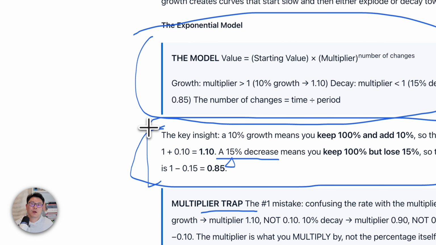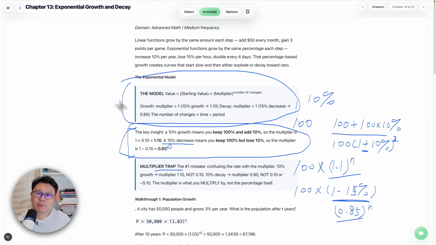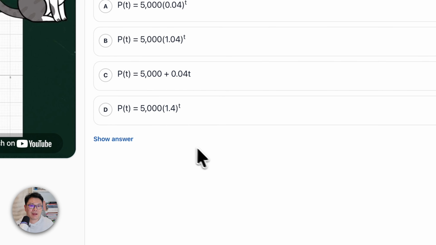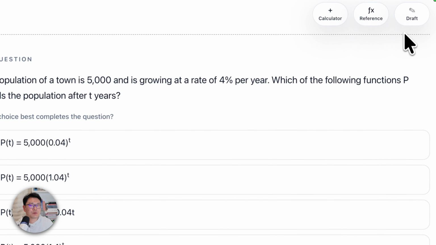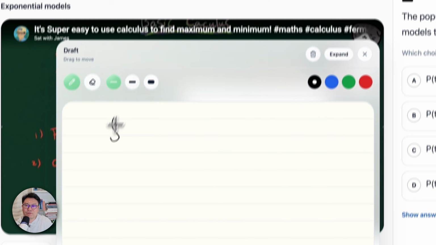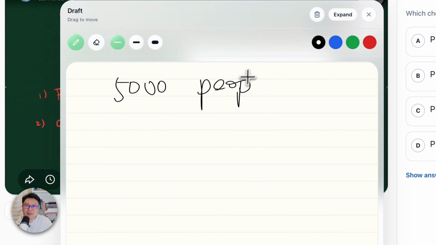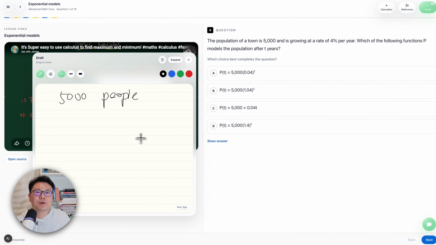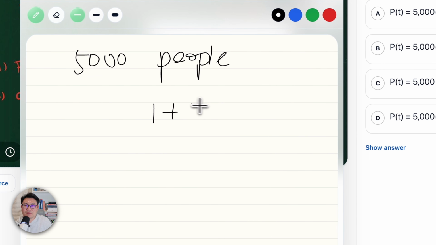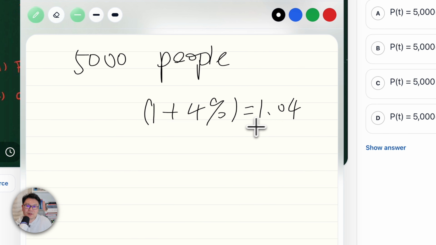Now, with this understood, we're going to go back to the problem. We know that the original population of the town is 5,000. Let me move my draft to the right. So, 5,000 people is the starting point, and it's growing at a rate of 4% per year. So the multiplier is 1 plus 4%, and 1 plus 4% is equal to 1.04. Don't get this wrong.